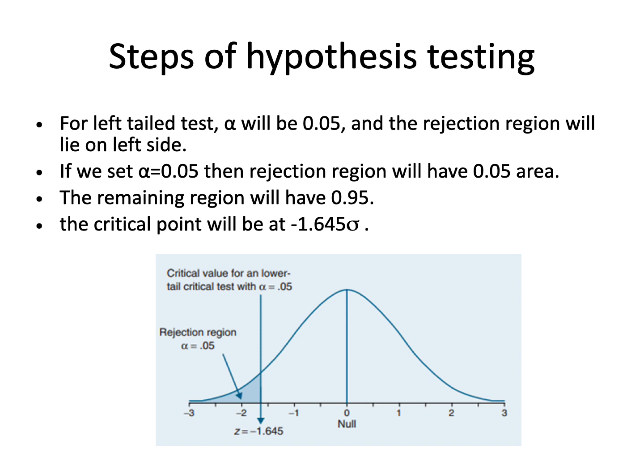And for the left tail, when alpha is 0.05, the rejection region will lie on the left side. If we set alpha equal to 0.05, then the rejection region will have 0.05 area, and the remaining region will have 0.95, which is the acceptance region, and the critical point will be minus 1.645 of sigma at this point.